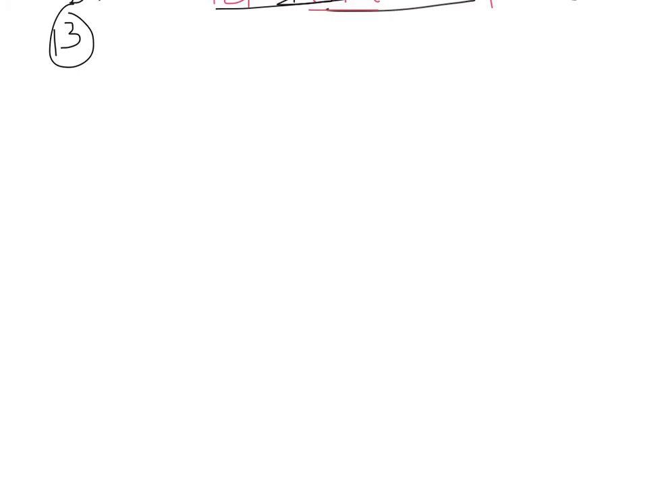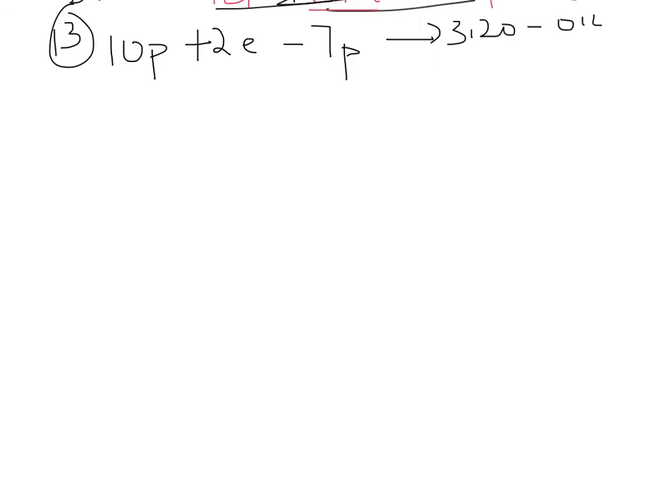10 pens plus 2 erasers is going to cost more than 7 pens by $3.20 minus 0.40, which means 10 pens plus 2 erasers is more expensive than 7 pens by $2.80. So 10 pens minus 7 pens, we have 3 pens plus 2 erasers. This is the main difference for them, and this is $2.80.